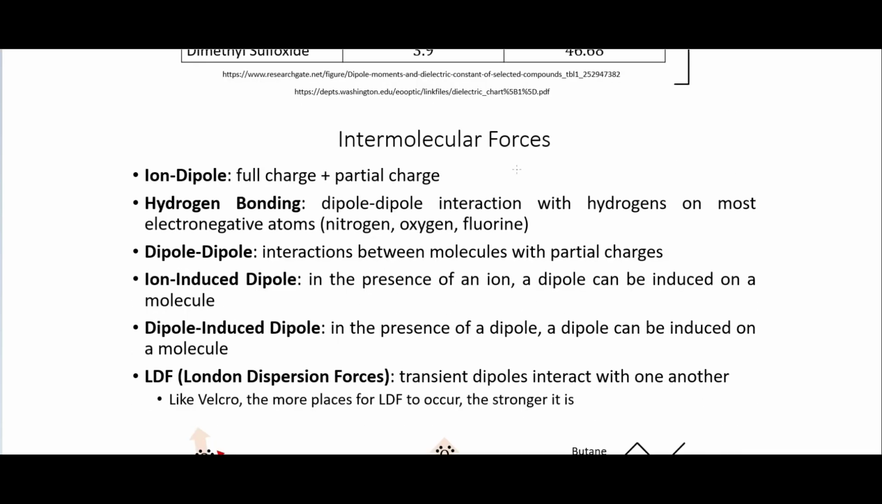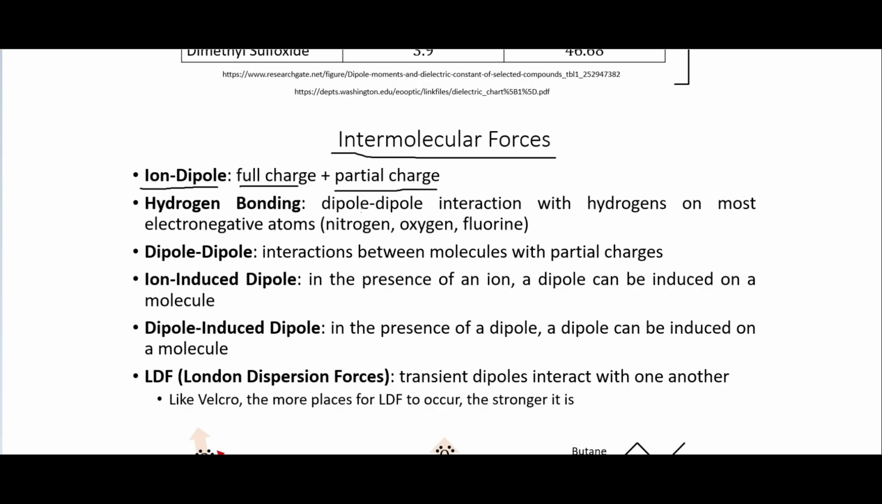And so the polarity is important because that will tell us about the types of intermolecular forces that our substance can engage in. And so I put these here in descending order of strength. So the strongest is ion dipole, so that's the interaction of a full charge and a partial charge. So something like a sodium ion with water would be an ion dipole.